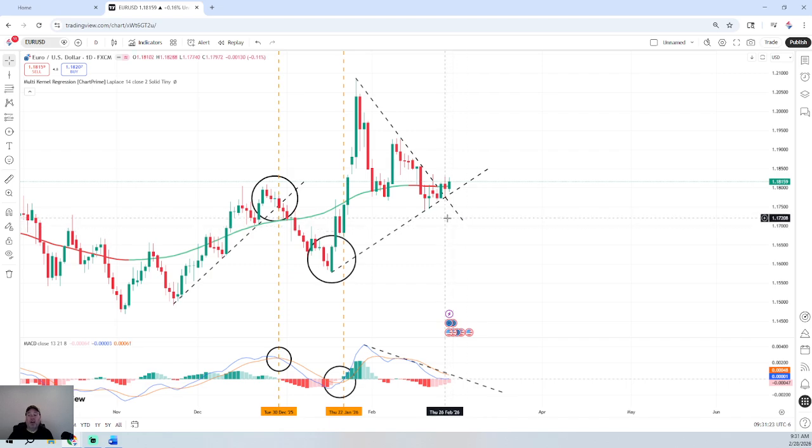Now here's something you want to look at too, is what do we have forming here? Okay, range trade potential. You know what also we have? We may have a potential reverse head and shoulders. Here we have a shoulder for sure. We have a potential head right here.